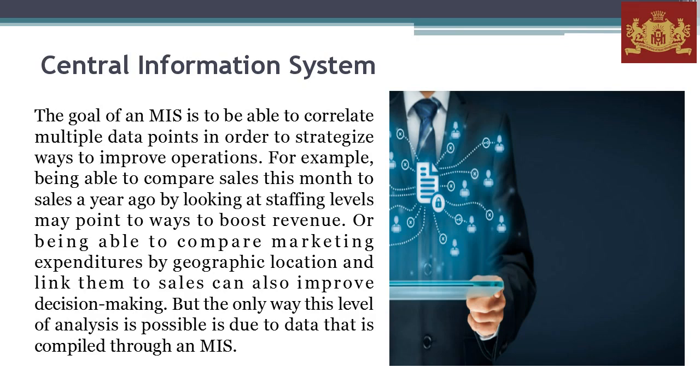The goal of a MIS is to be able to correlate multiple data points in order to strategize ways to improve operations. For example, being able to compare sales this month to sales a year ago by looking at staffing levels may point to ways to boost revenue. Or being able to compare marketing expenditures by geographic location and link them to sales can also improve decision-making. But the only way this level of analysis is possible is due to data that is compiled through an MIS.